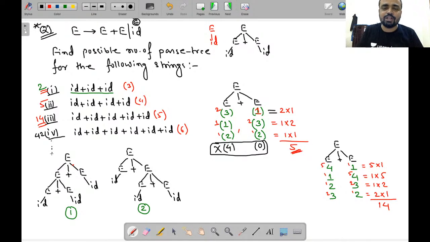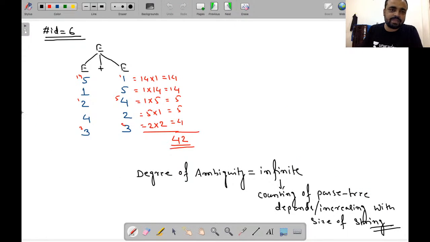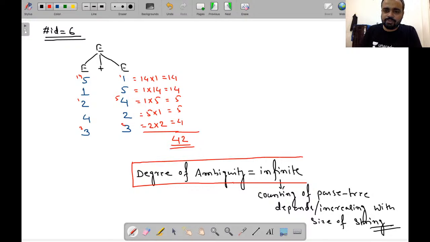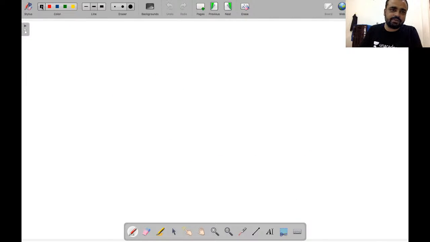Are you getting my point? So as soon as the size of the string increases, the number of parse trees also increases. That's why I am saying the degree of ambiguity is increasing. Please remember this. Let's try to understand one more numerical with ambiguity.